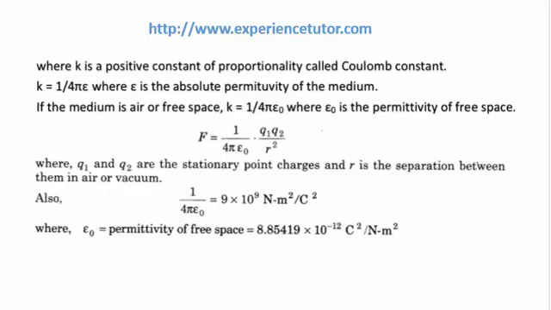Also, 1 by 4 pi epsilon naught is equal to 9 into 10 to the power 9 Newton meter square upon Coulomb square, where epsilon naught is the permittivity of free space, which is equal to 8.85419 into 10 to the power minus 12 Coulomb square per Newton meter square.